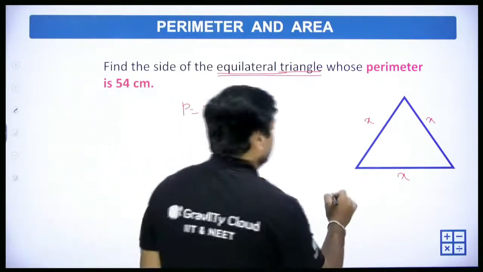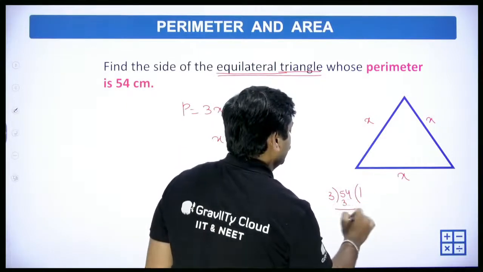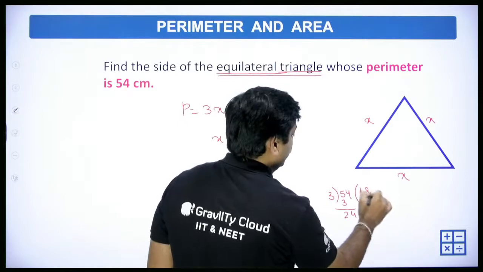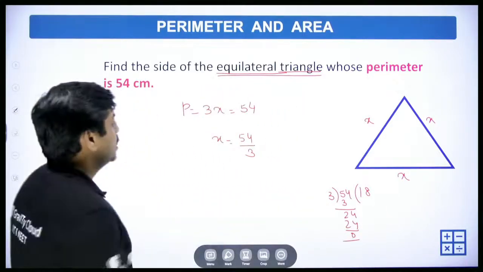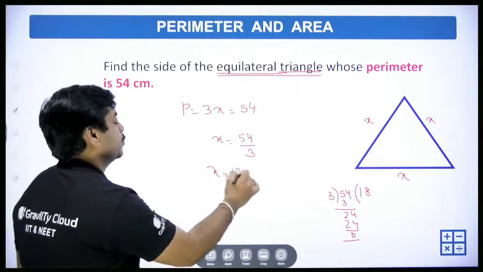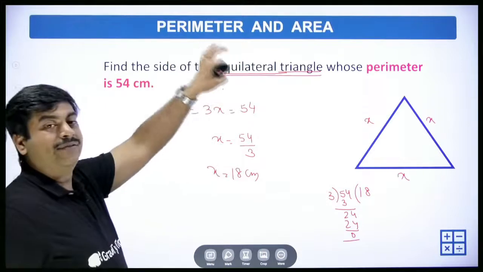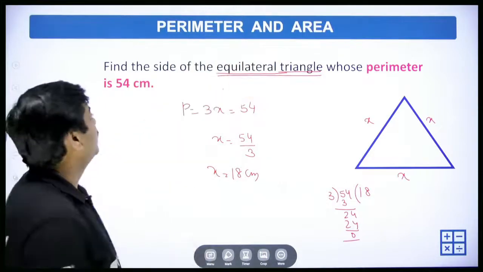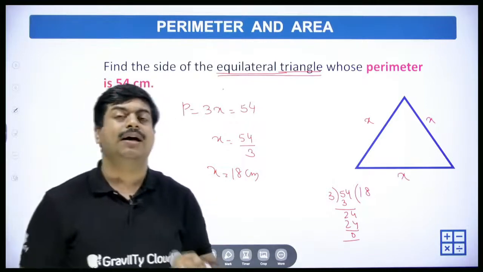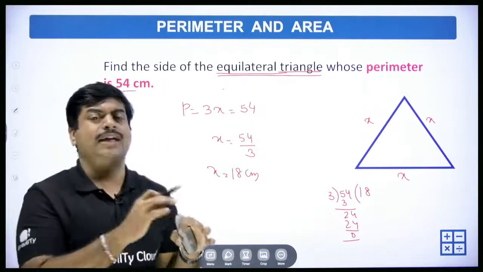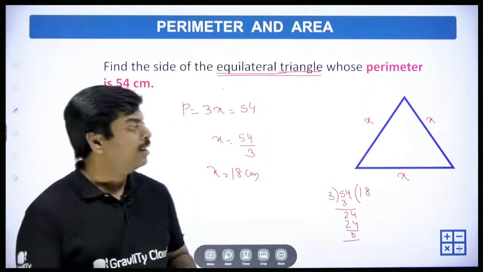Let's divide 54 by 3. 3 ones are 3, then 3 eights are 24, so that gives you 18. So x is equal to 18 centimeters. This 18 centimeters is the side of the equilateral triangle whose perimeter is 54 centimeters. I told you the perimeter is the sum of all the sides of a given polygon. Polygon means a closed figure.